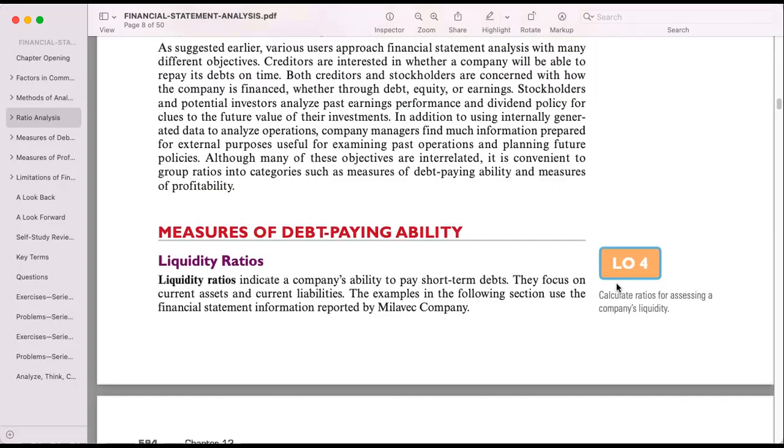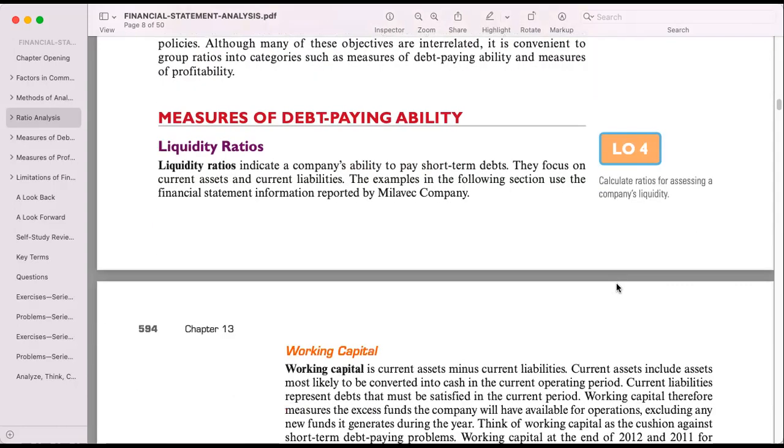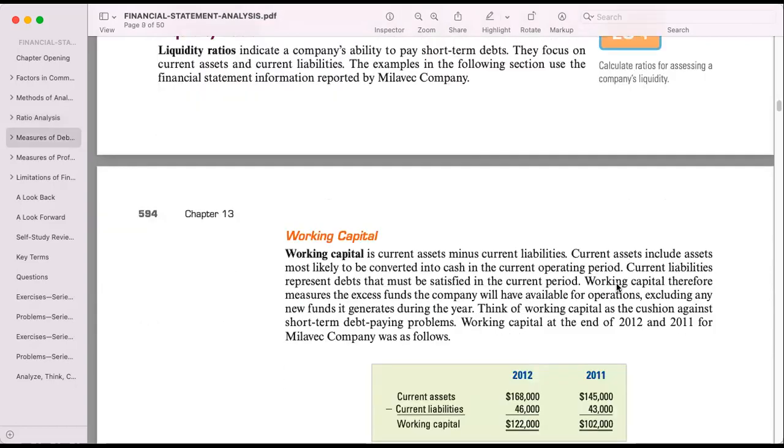So yeah, let's first discuss the measures of debt paying ability. We have the liquidity ratios. Liquidity ratios indicate a company's ability to pay short-term debts. From the word liquid, short-term. So the liquidity ratio interprets the ability of a company to pay its short-term debt. So they focus on the current assets and current liabilities.